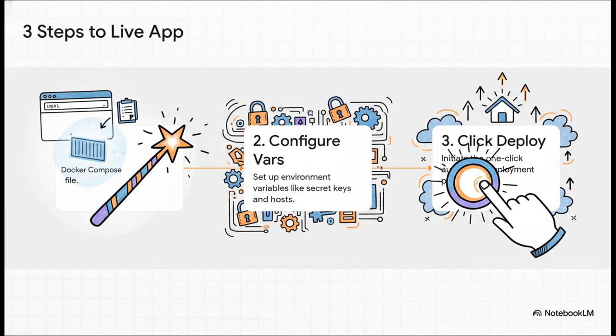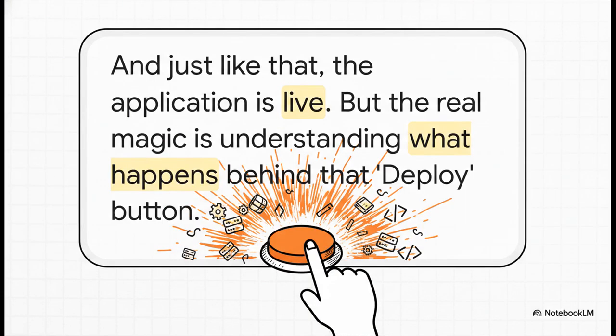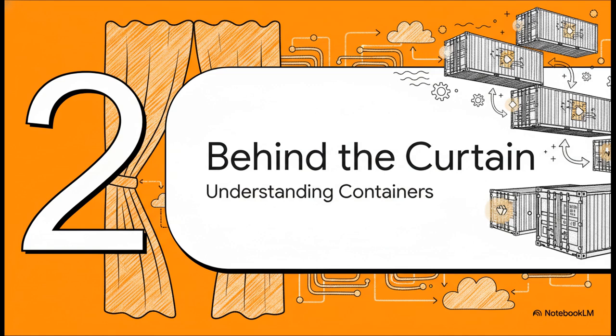First, we just give it the URL to our code. Second, we plug in a few necessary details, our secret API keys and that kind of thing. And finally, we just click one button, deploy. And boom! Just like that, the application is up and running on a live server for anyone in the world to see. Now, this is awesome. It's incredibly powerful. But to become better developers, we really need to understand what's actually happening behind that magical deploy button. So how does all that magic work?